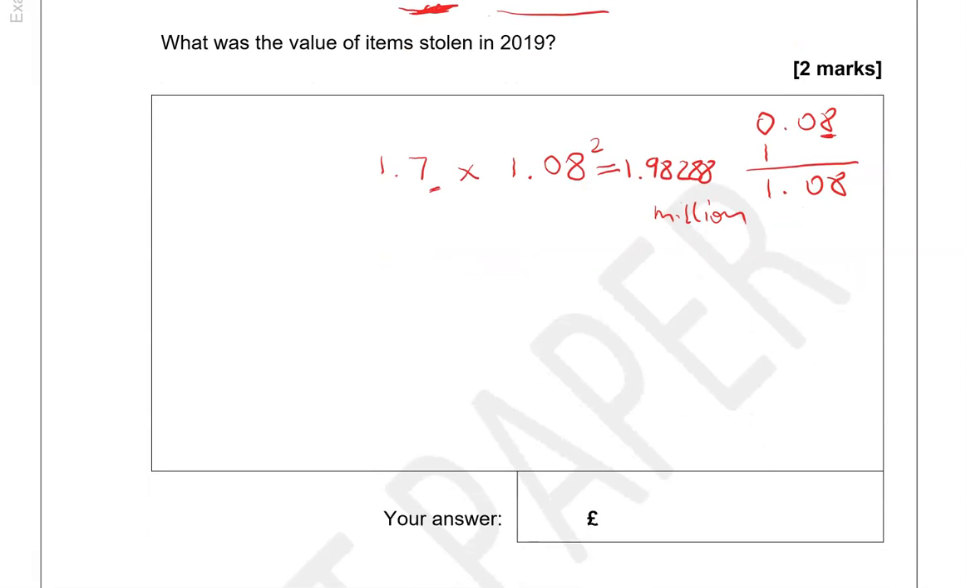So we could write it like that, or 1,982,880. So we know that would be the comma here for the millions. So 1, 2, 3, and then that's the same as the number we have there. So 1,982,880 pounds.